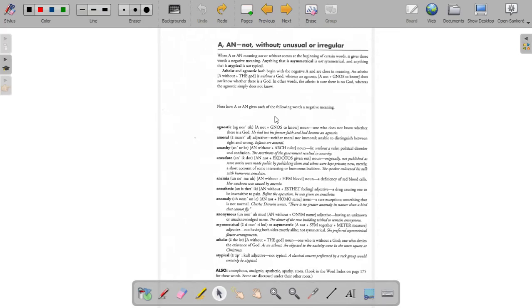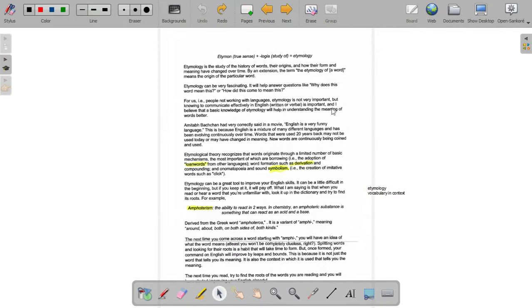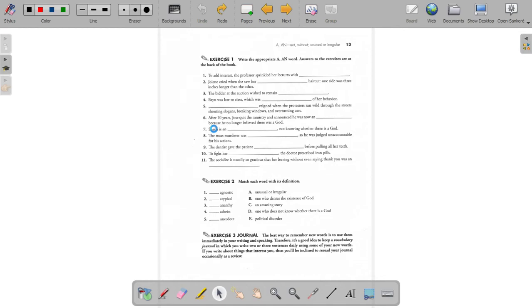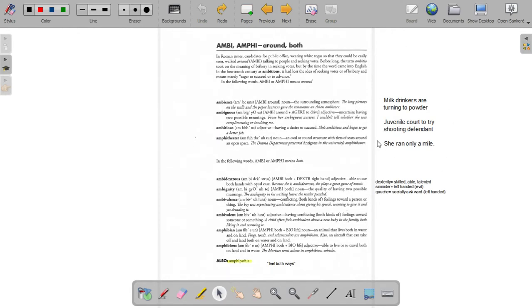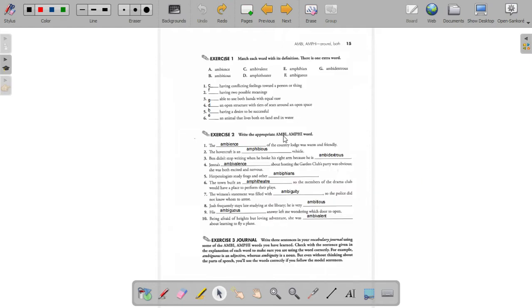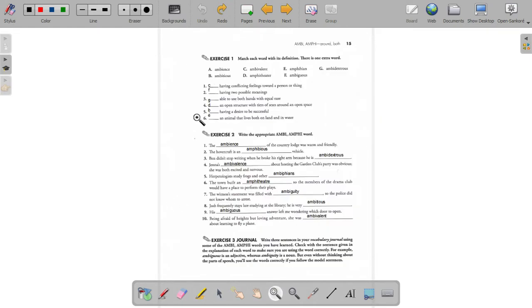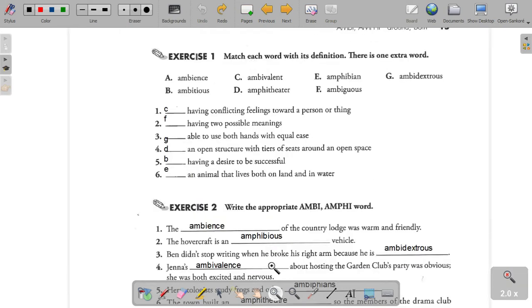All right, so last week we talked in general about what etymology was. It's basically the study of the true sense of the word, in this case. And I want to continue talking about that, of course. So we went over this first lesson here, I believe, and then we started on this one here. Ambi and amphi.